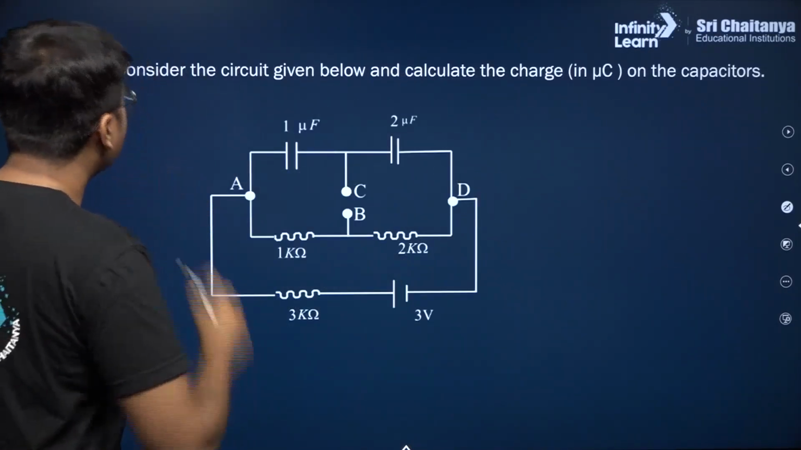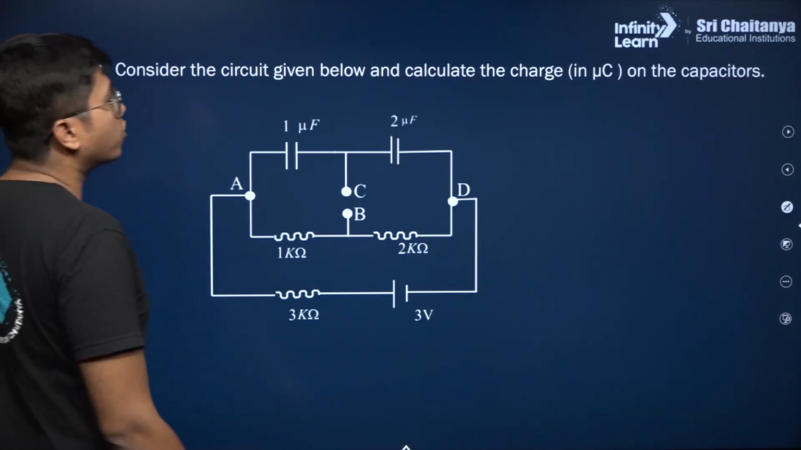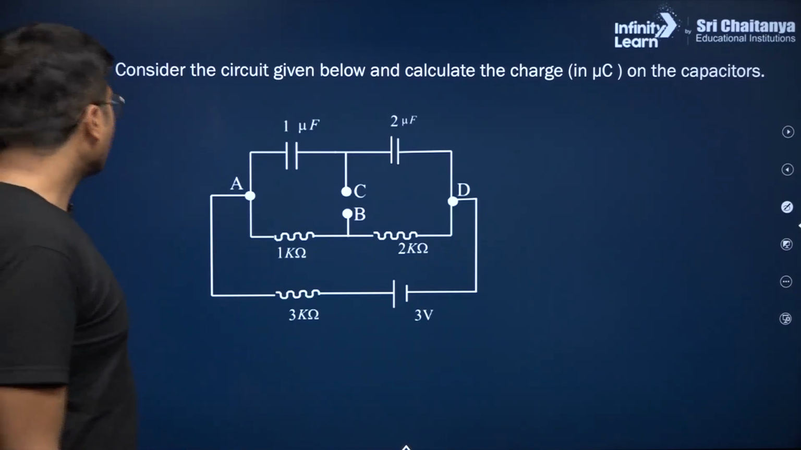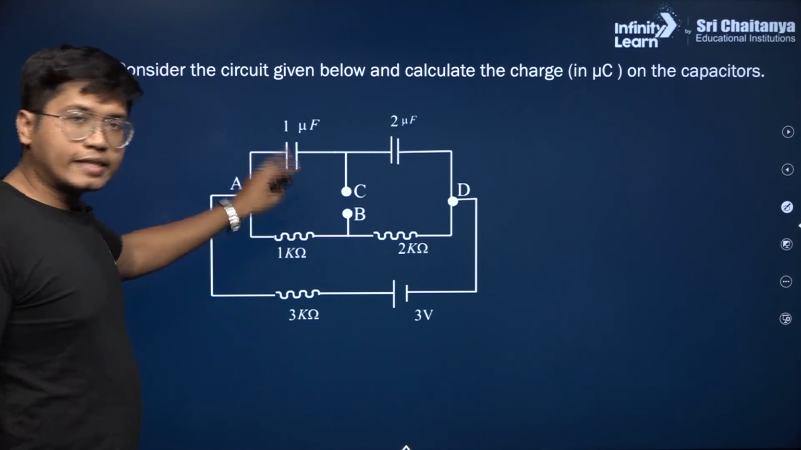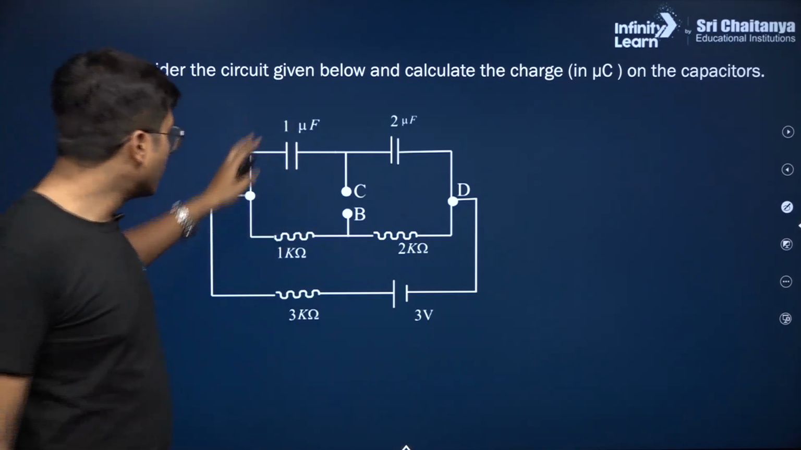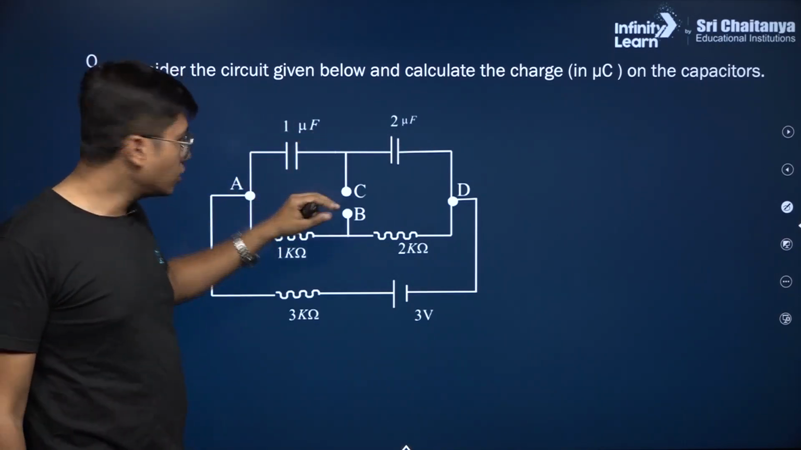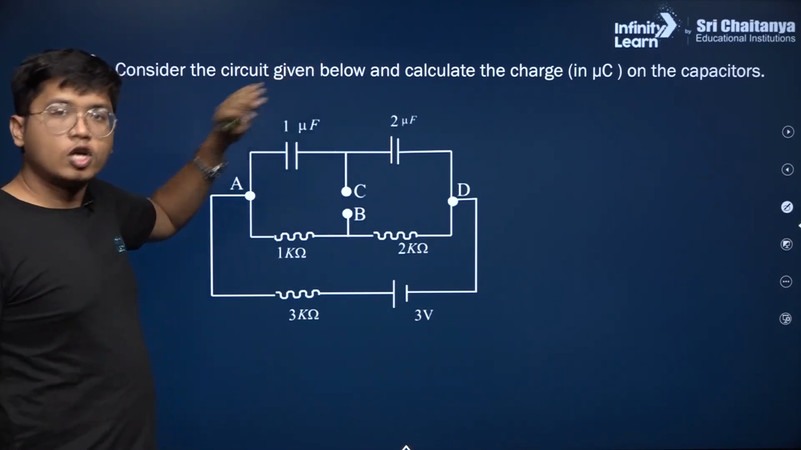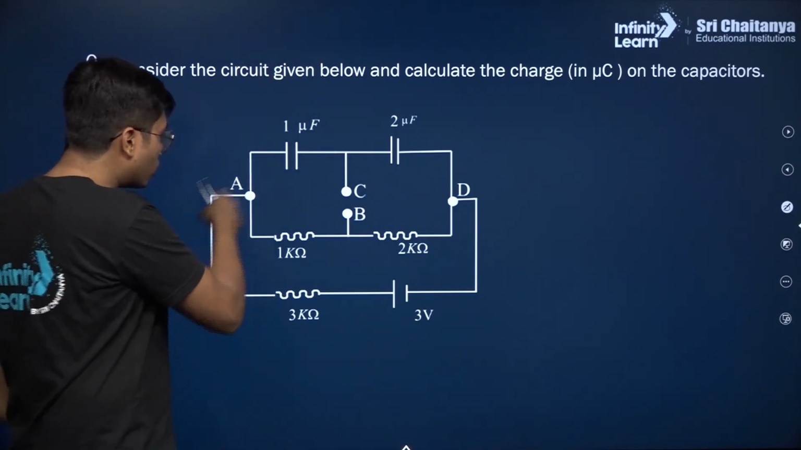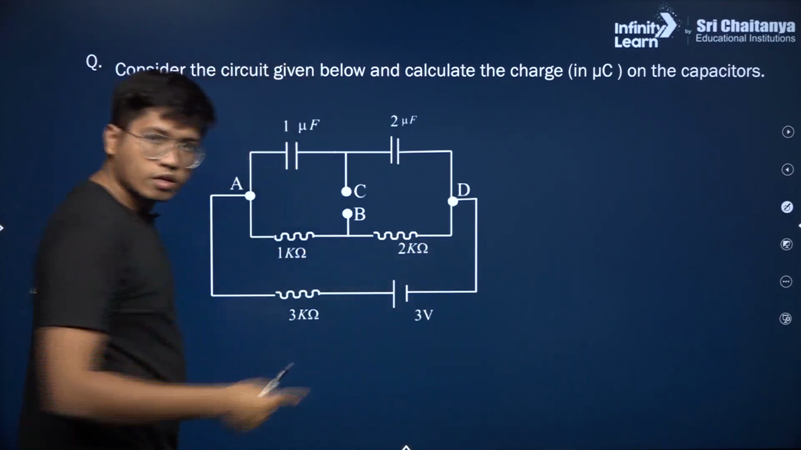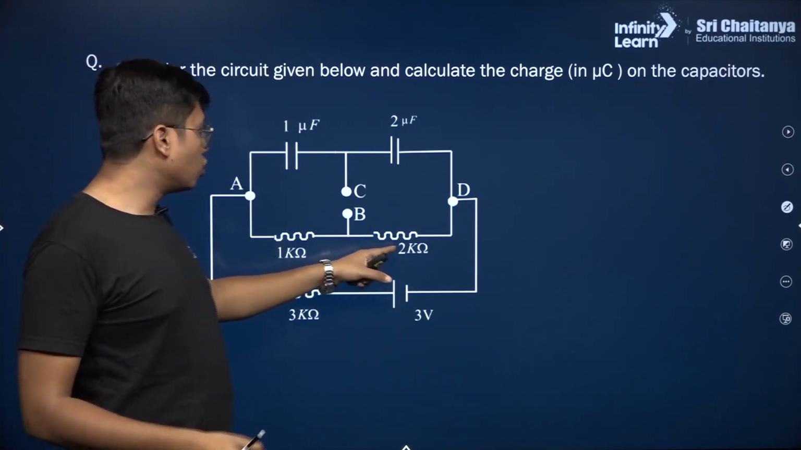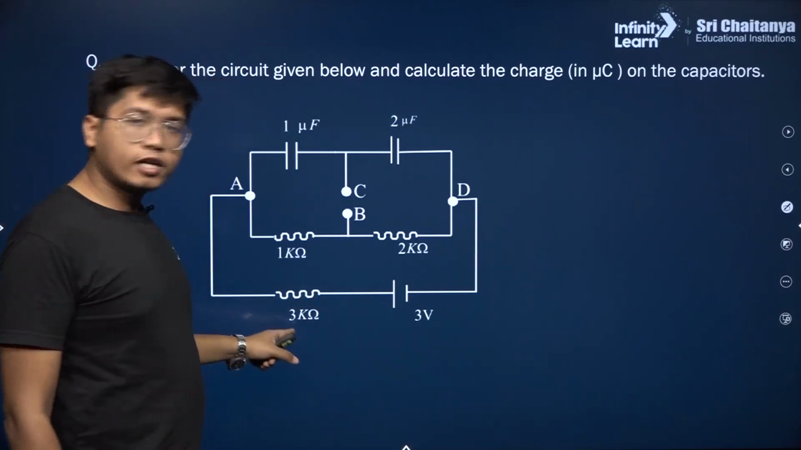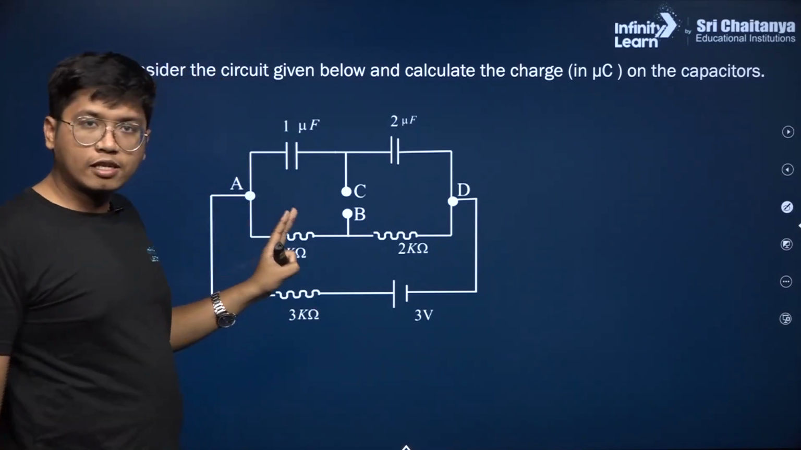Next question, consider the circuit given below, calculate the charge in microcoulomb on the capacitors. So over here, I'm assuming this is the steady state, which means in the steady state, no current will flow through the capacitor. So this you can consider as an open circuit. This part has been cut off. So what is the actual current flowing? It will flow through just this part. So the total resistance is 1 kilo ohm plus 2 kilo ohm plus 3 kilo ohm. The total resistance is 6 kilo ohm.